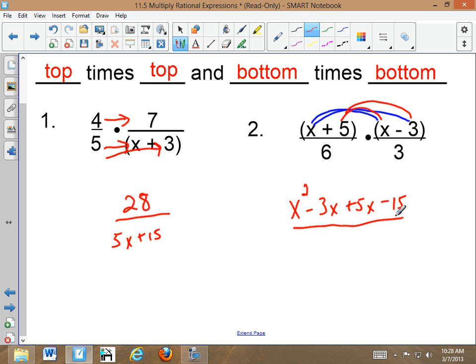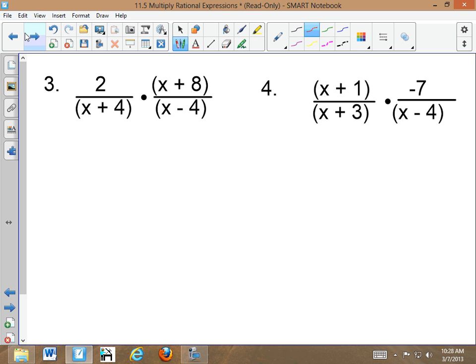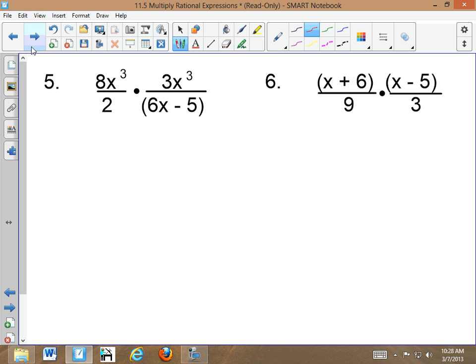Now this is different than adding and subtracting. I do multiply my bottoms. 6 times 3 is 18. Now, because on the top I have 2 numbers that have x's, I can simplify the top. So this actually becomes x squared plus 2x minus 15 over 18. Okay. Go ahead and do number 5 real quick. Pause the video, do number 5. Start it back up again, see if you got the right answer.